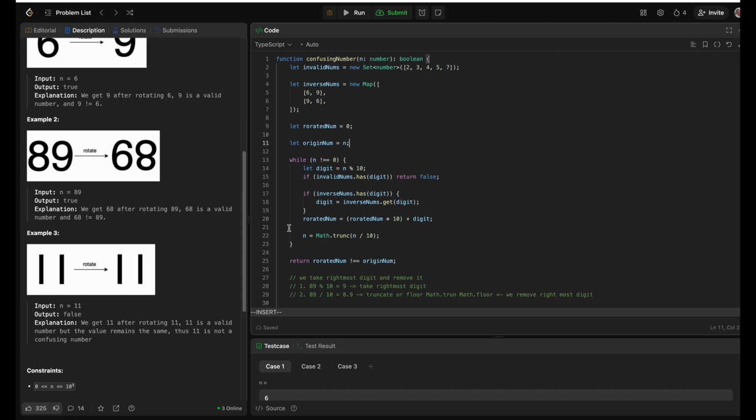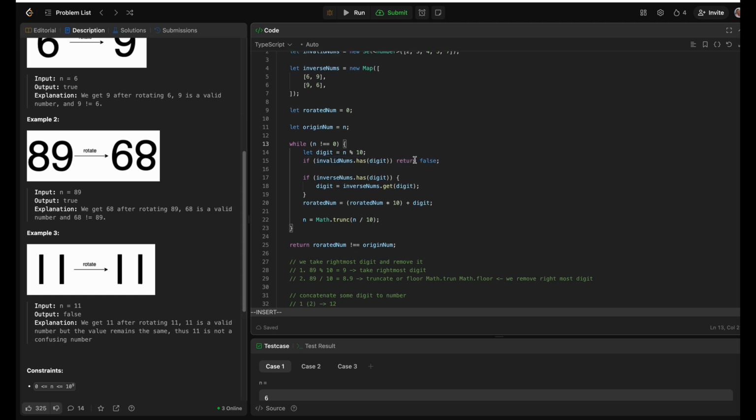And then a simple while loop. So we're changing that original number. What we are doing are these two operations which were shown before. We have a digit, so the modulo operation helps us take the rightmost digit. Then after we have taken this digit, we check whether this digit is invalid or not. If it's invalid, we return false.